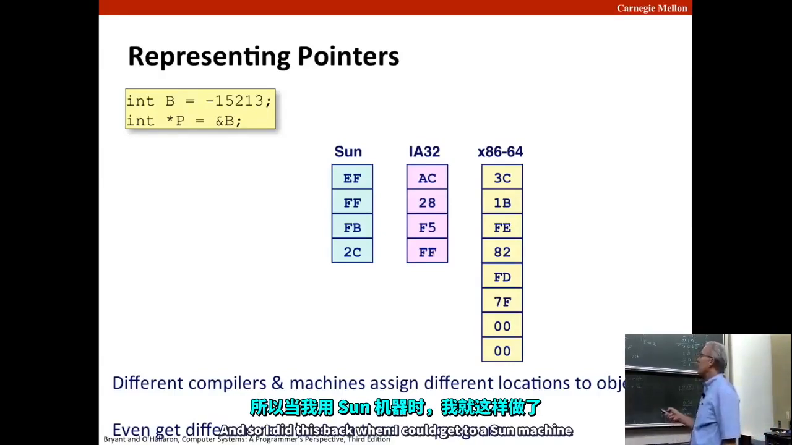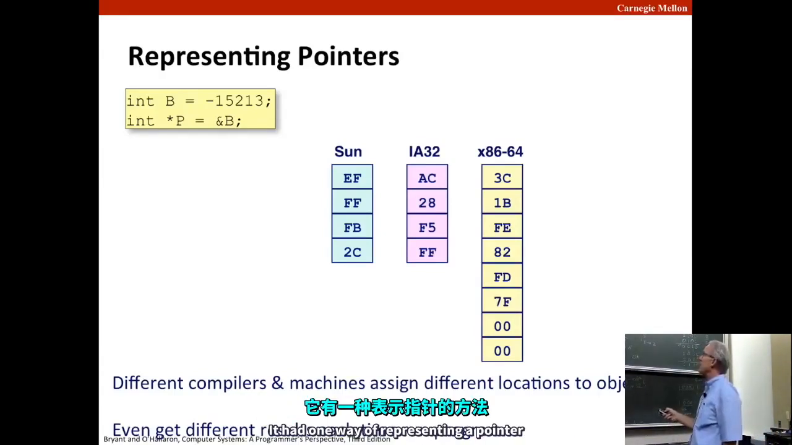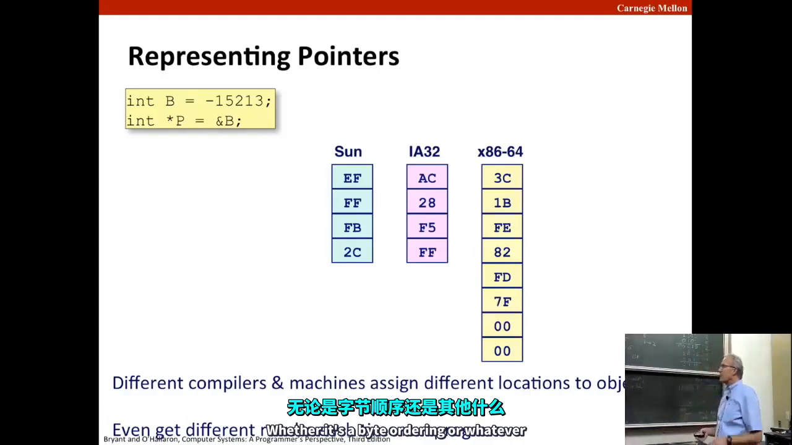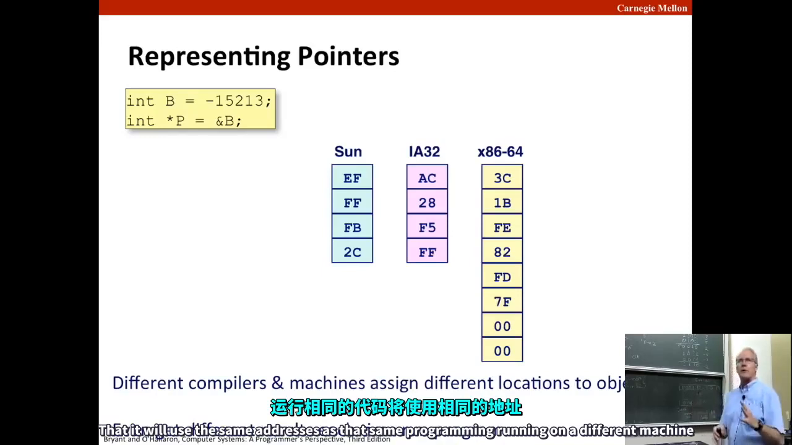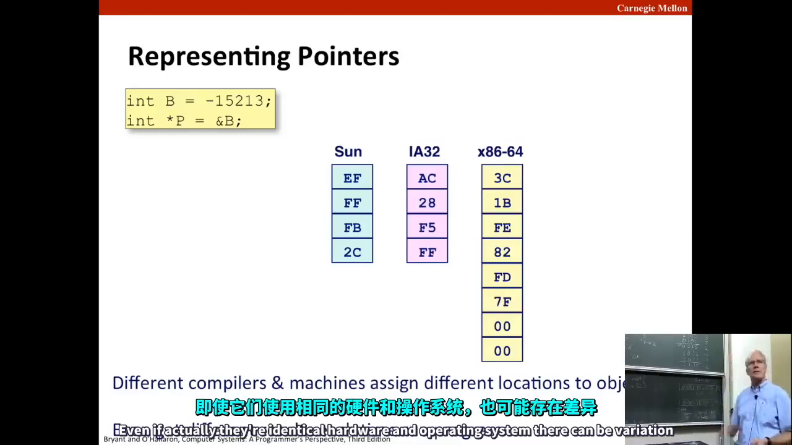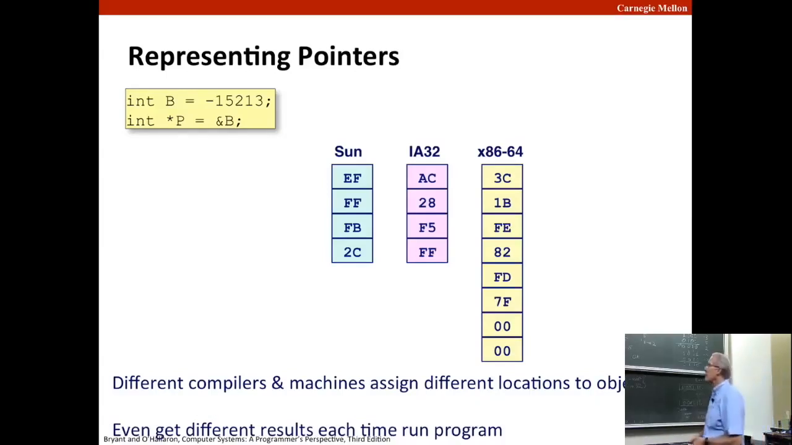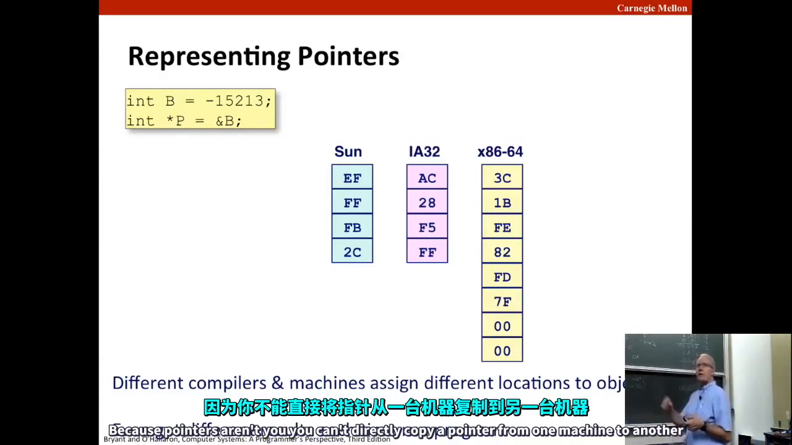And so I did this back when I could get to a Sun machine. It had one way of representing a pointer. And the main point is, even across machines, whether it's byte ordering or whatever, you'll get different values for pointers. There's no guarantee that when you load a program into one machine and run it, it will use the same addresses as that same program running on a different machine. Even if they're identical hardware and operating system, there can be variation. Because pointers aren't portable, you can't directly copy a pointer from one machine to another.